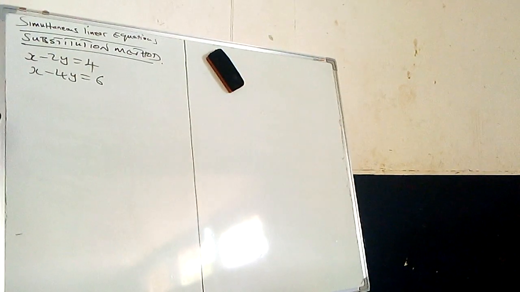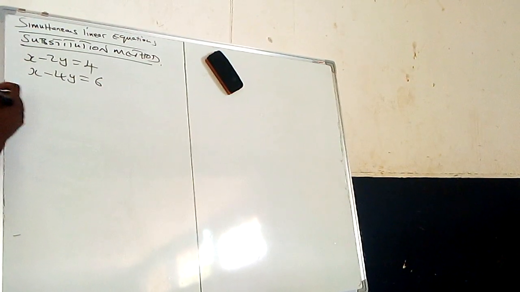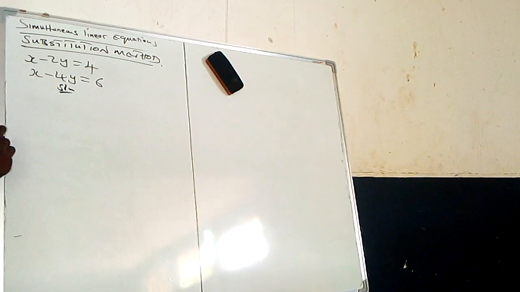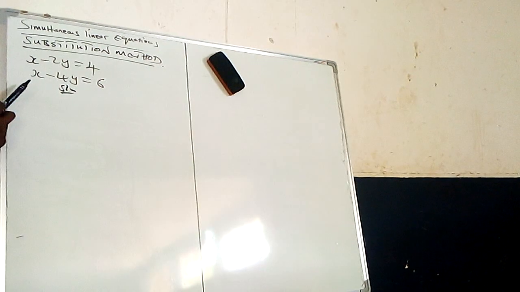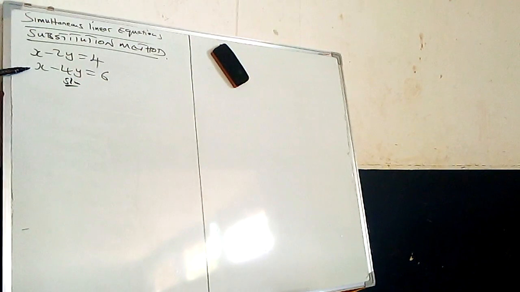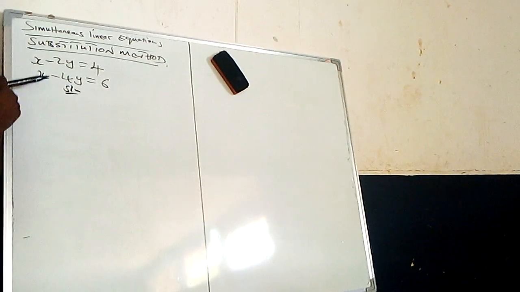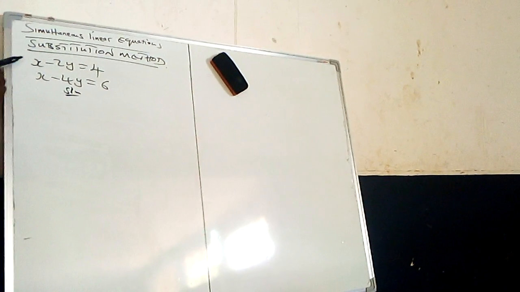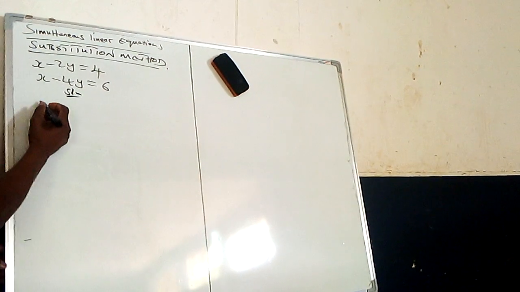It's quite an interesting method, trust me. So look at it. So let's start solving. So how do you go about it? First and foremost, you need to pick either the first equation or the second equation. Take note, either the first equation or the second equation, depending on which one you want to go for. So in the case of this particular question, we may go for the first one.